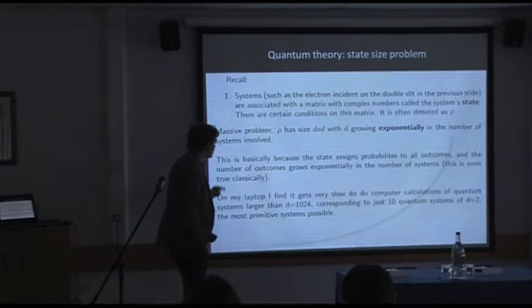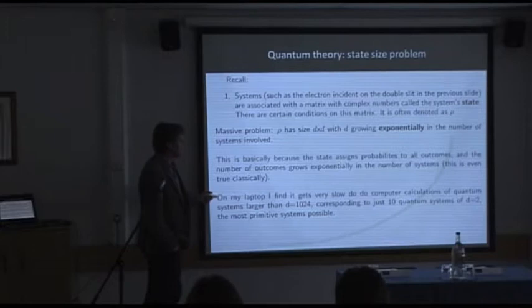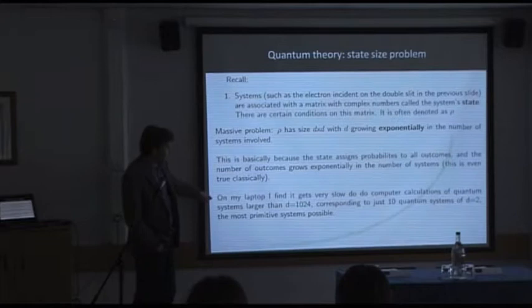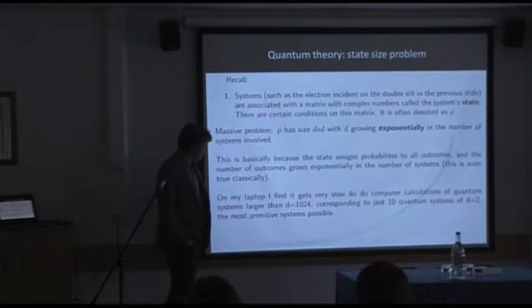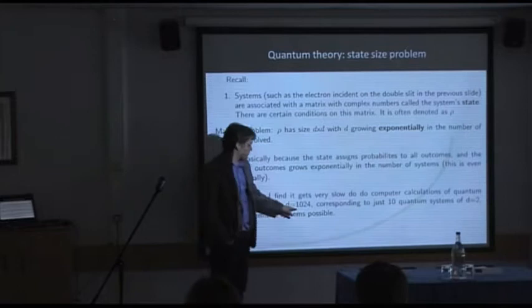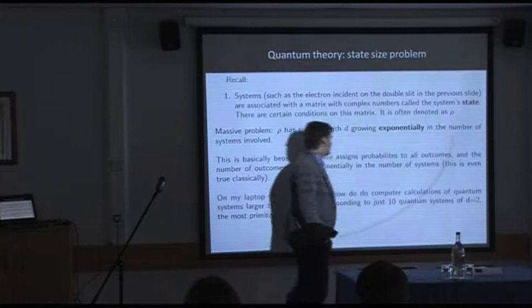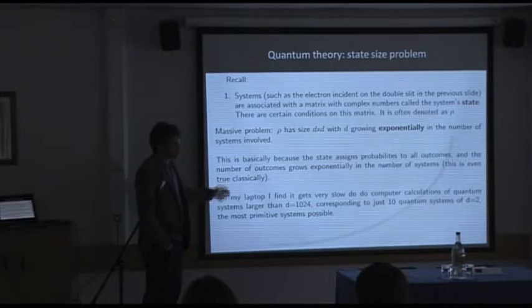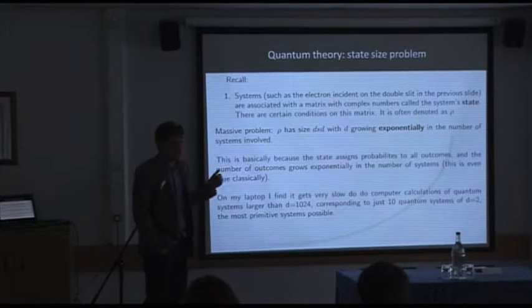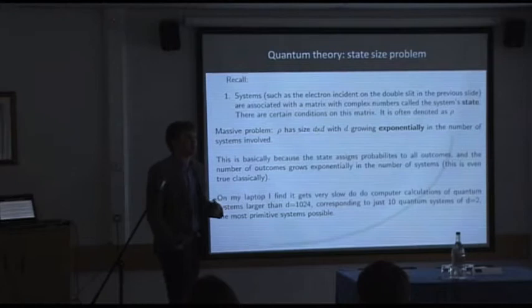Okay, so how large? I anticipated your question, Sama. If you try to simulate a quantum system, or if I do it on my laptop with MATLAB, then I find that if d is something like 1024, which seems like an odd number, but it corresponds to 2 to the 10, which is just 10 quantum systems of dimension 2, then it becomes very slow. And you can do some tricks to try and get higher, like there was some guy at a workshop who specialized in that, and I think by using some very clever tricks, he could do maybe 20 or 25 on his laptop. But you will get stuck.